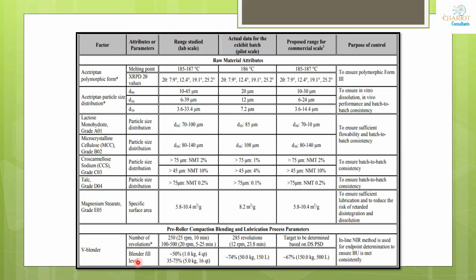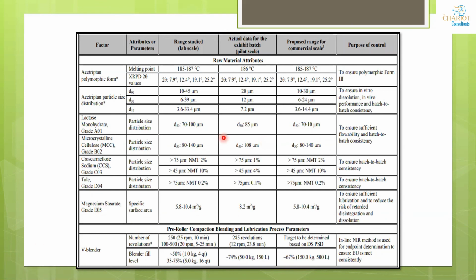Similarly, how much blender fill level, I mean, if you are filling the blend in the blender, how much percentage of blend is filled in that blender. You studied the range of 35 to 75 in your lab batches, and you didn't find any issue putting the blend in that range. So in exhibit batches you used 74%, and whatever batch size you are proposing for the commercial batches should fall within that range that you have specified.